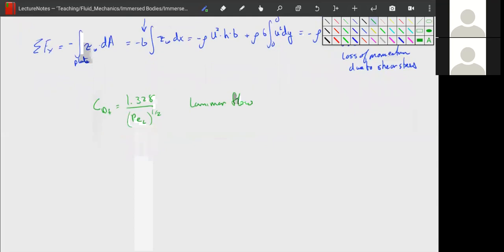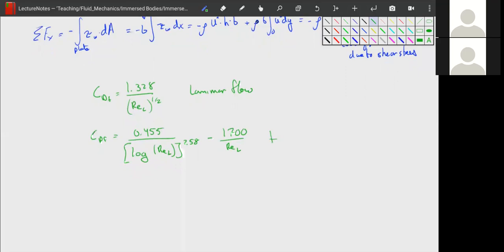Now, as we increase our Reynolds number, we find out that this correlation changes to a fitted correlation, which is not nearly as neat. We get 0.455 divided by log of the Reynolds number, and the log is raised to 2.58. And we subtract 1700 divided by the Reynolds number. And this is transitional. So this is if our plate extends into that transitional flow.